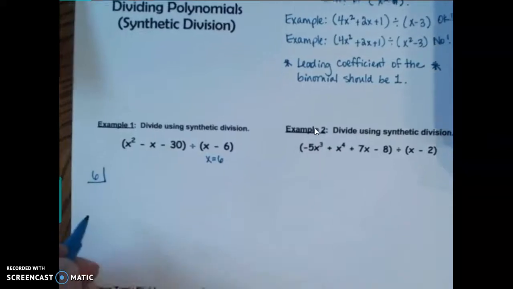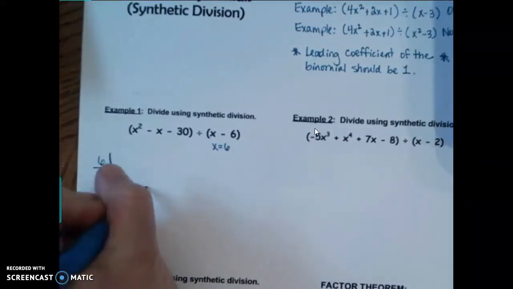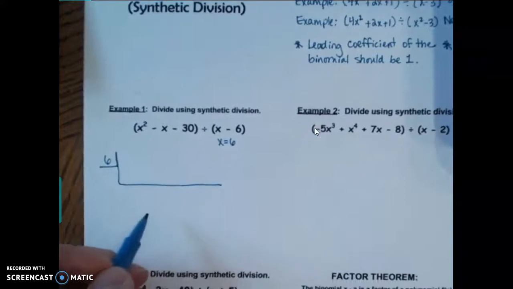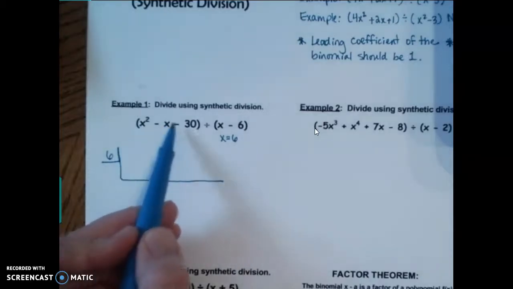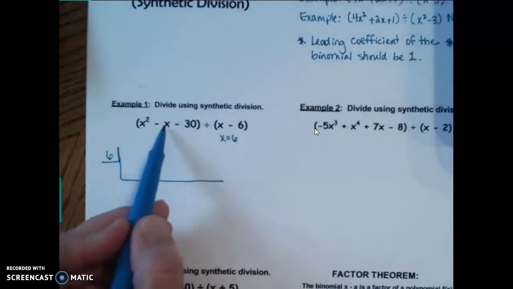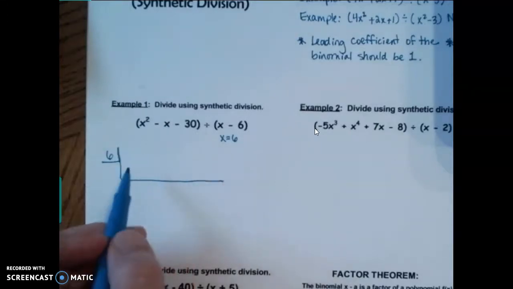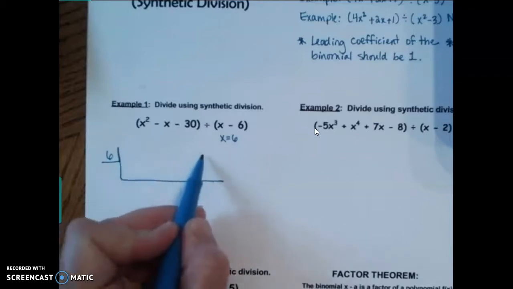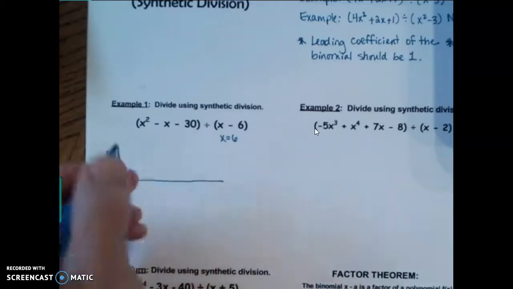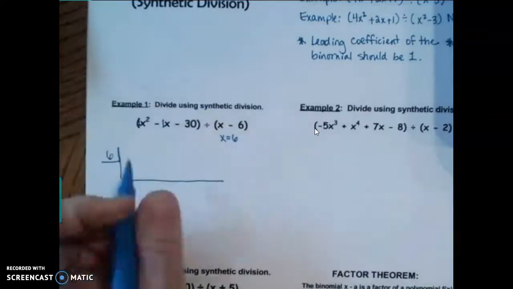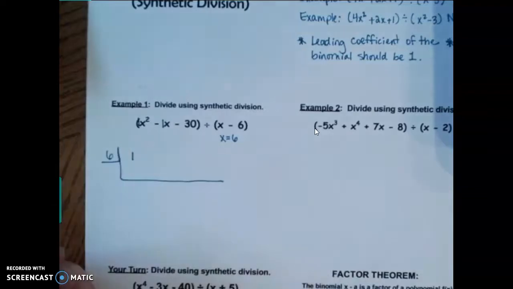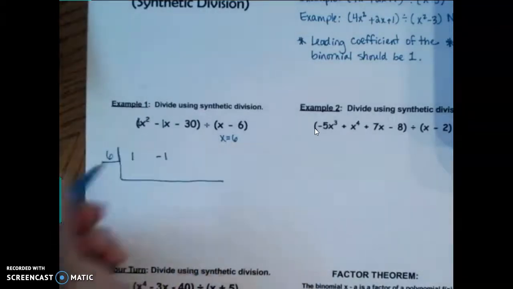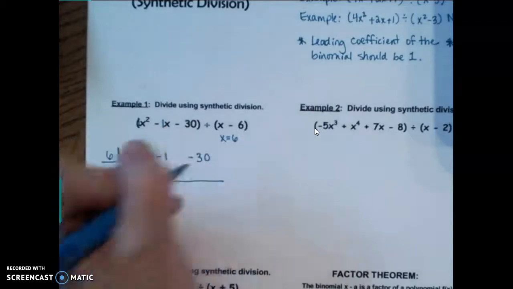And you're going to put 6 in this little box, which I know looks a little different for you. Just like long division, you want to make sure that you do not need placeholders. So we have x squared, x, and our constant. So to make your first row inside this box, you're going to take the coefficients as you go across and then your constant. So we have 1 in front of x squared, negative 1 in front of x, and then negative 30 for your constant.